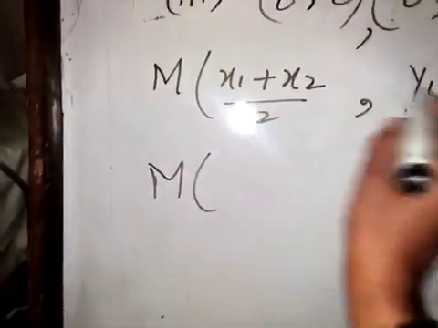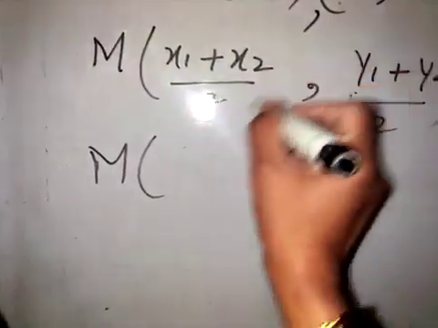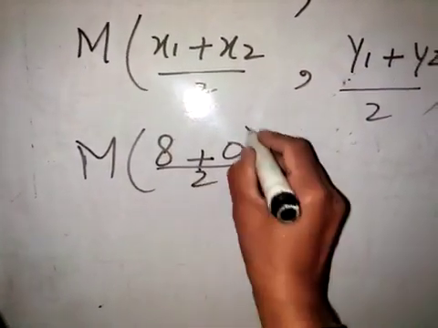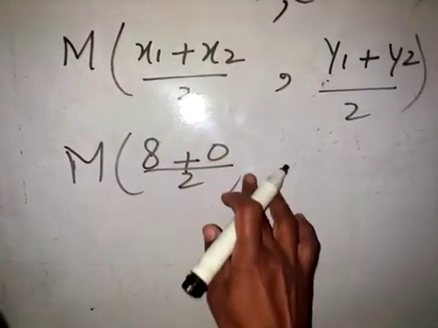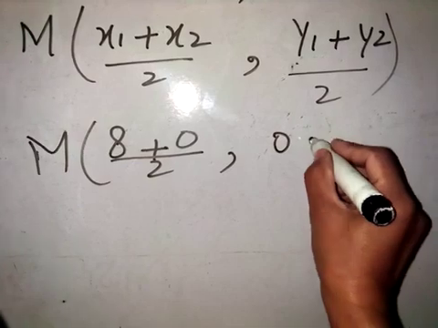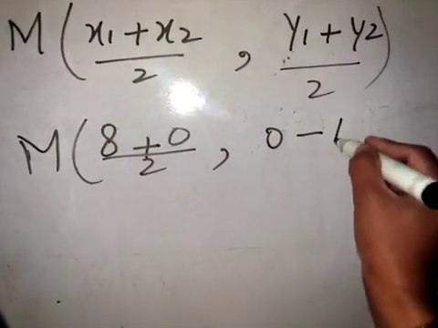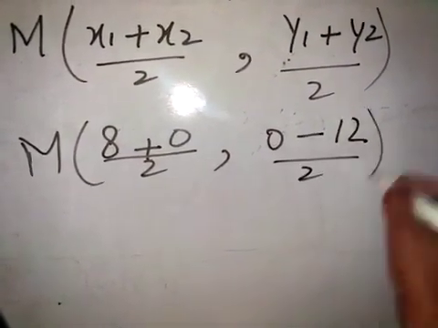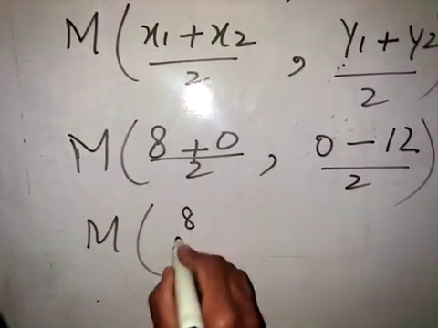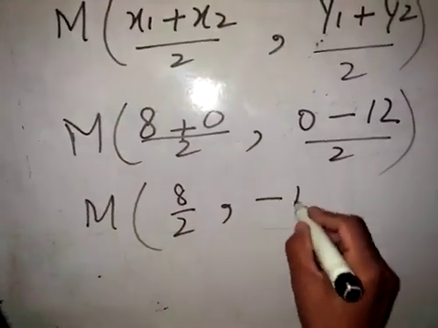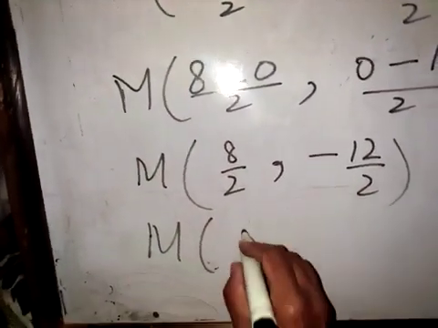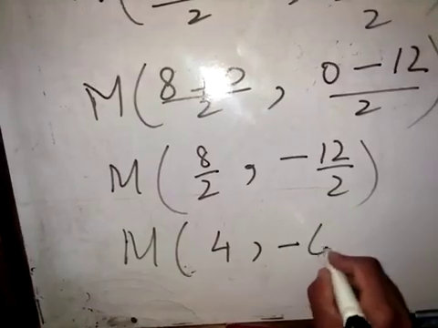So the midpoint of these points will be: X1 is 8 and X2 is 0, so (8 plus 0) by 2. Y1 is 0 plus minus 12, by 2. So the midpoint of these 2 points will be 8 by 2, minus 12 by 2. And the midpoint will be (4, -6).